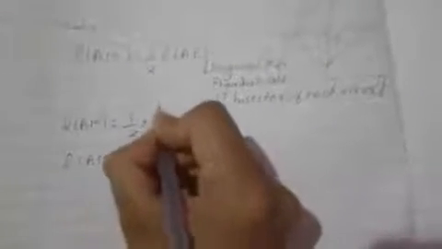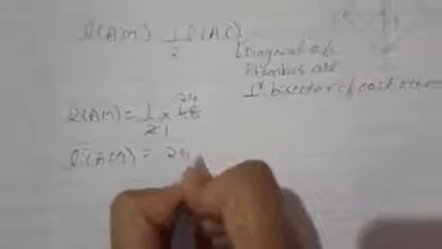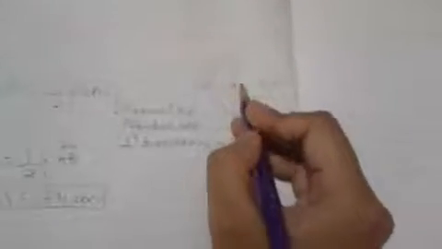So now length of AM will be, tell me, 2 1s are 2, 2 4s are 4. So the length of AM is 24 centimeter. Okay, so now we got length of AM too. So now we will write here length of AM, that is 24 centimeter. Now you have AB, now you have AM. Can we find BM by Pythagoras theorem?